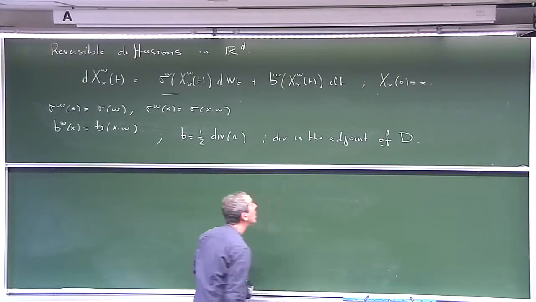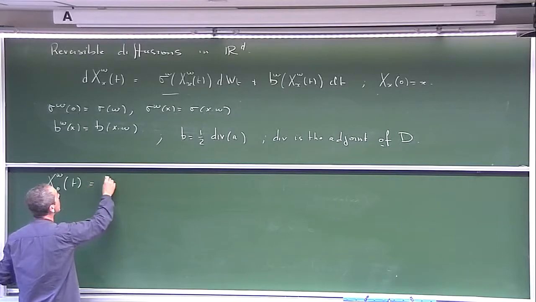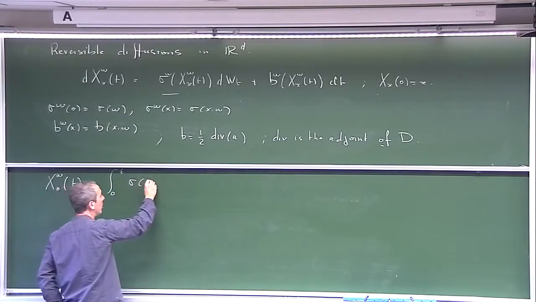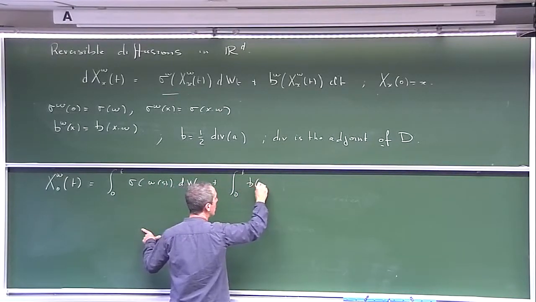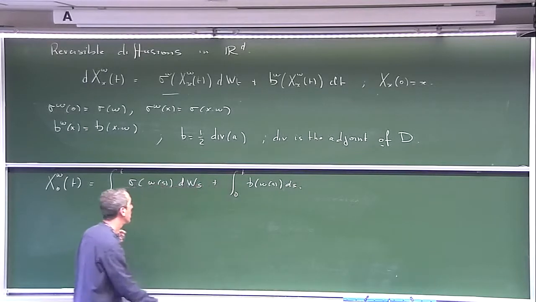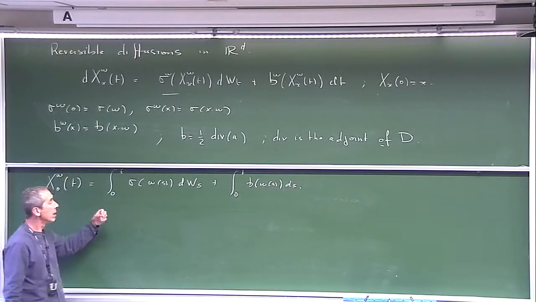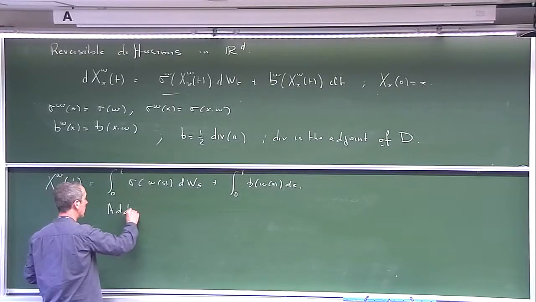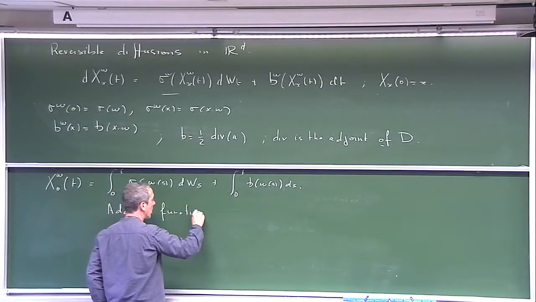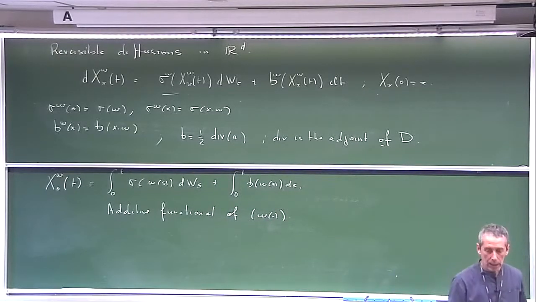Anyway, with this notation, you can write the equation satisfied by the diffusion. Now, I make it start at 0, so X omega 0 of t is the integral from 0 to t of sigma of omega of s dWs, plus the integral from 0 to t of b of omega of s ds. So this is the way you get the diffusion back from the observation of the environment seen from the particle. And more explicitly, you see that X omega is an additive functional of the trajectory omega of dot, so to speak. So that's one point.